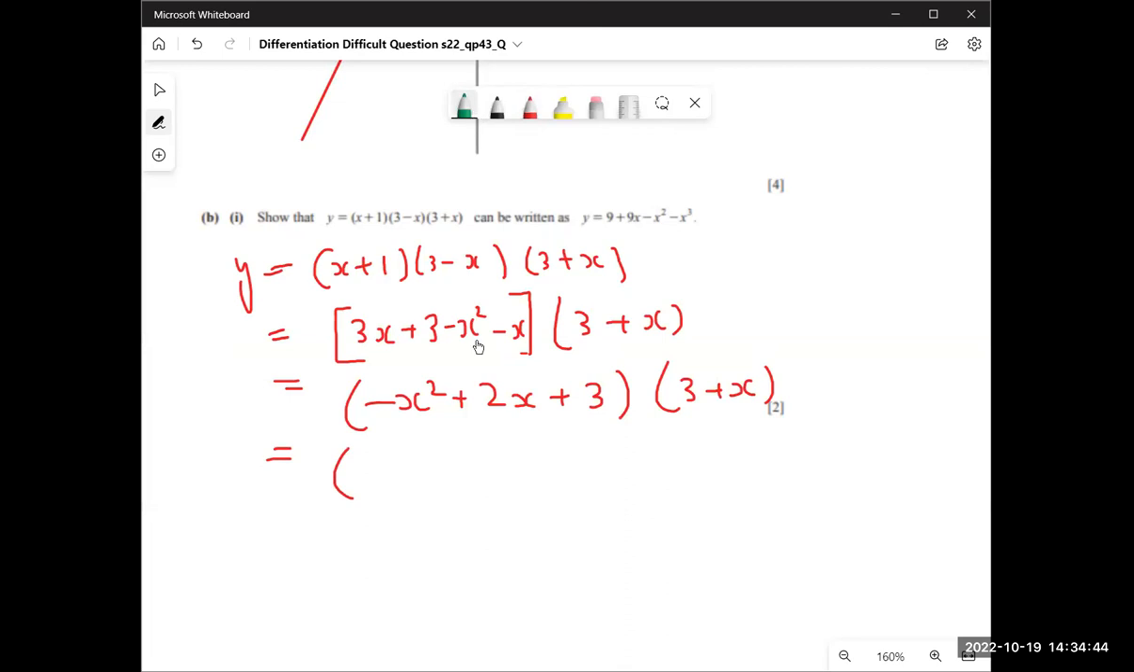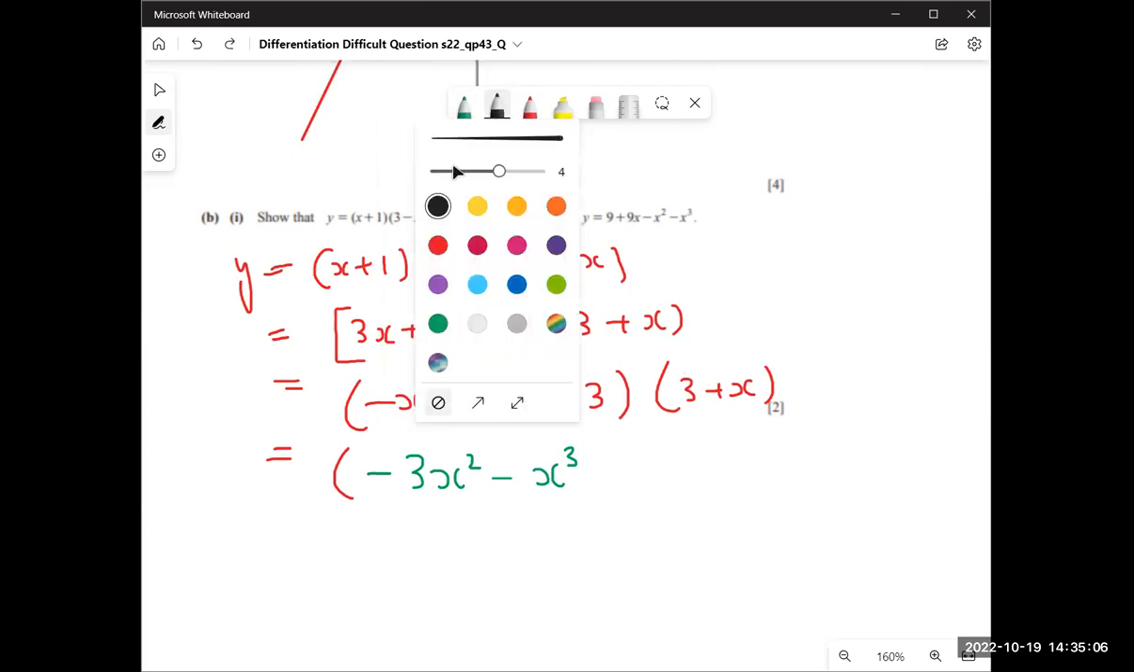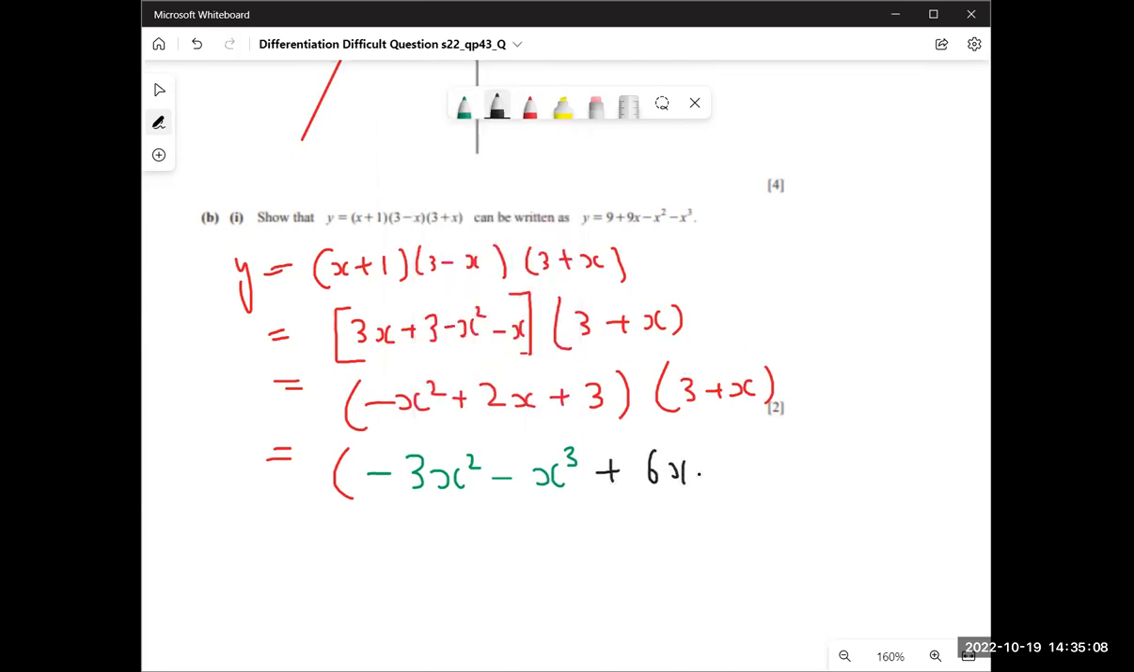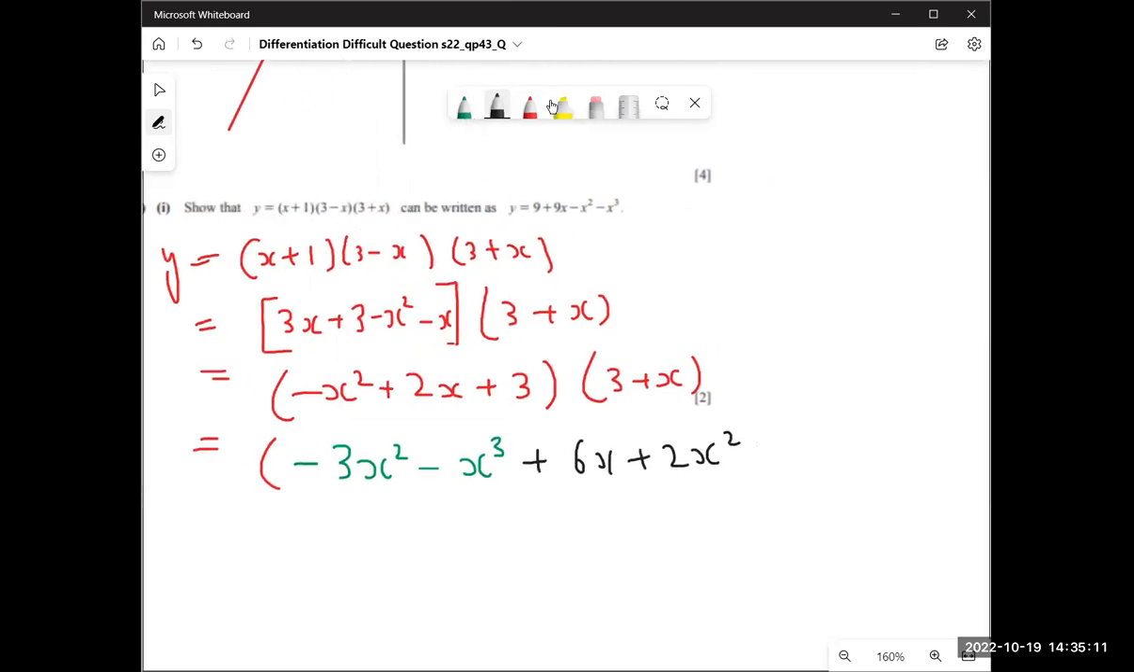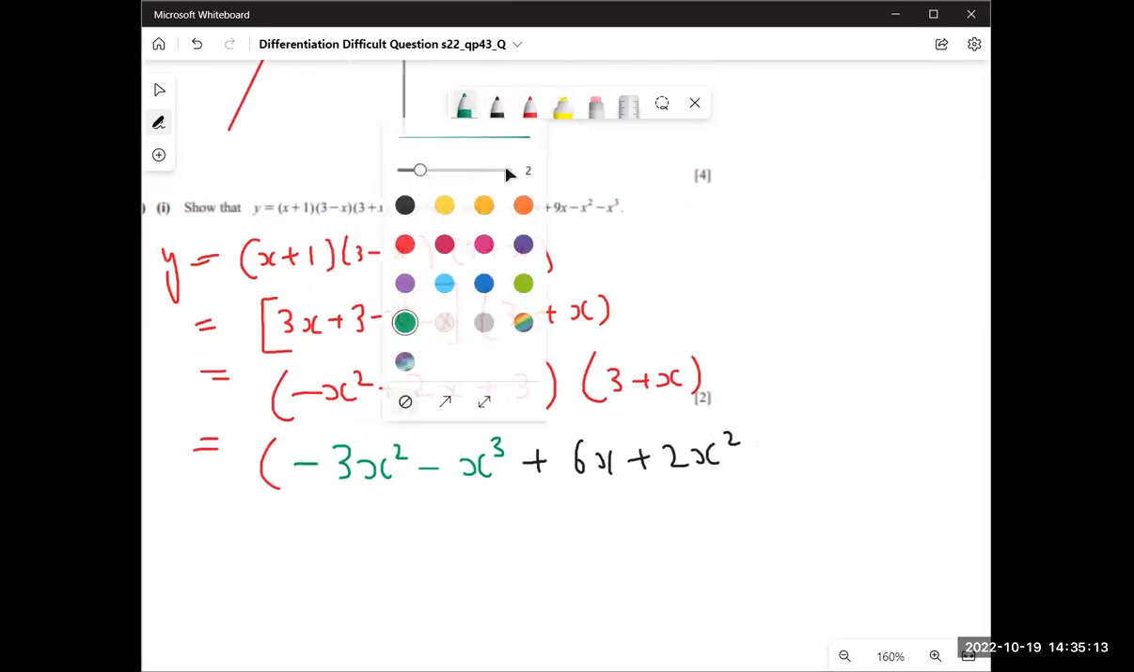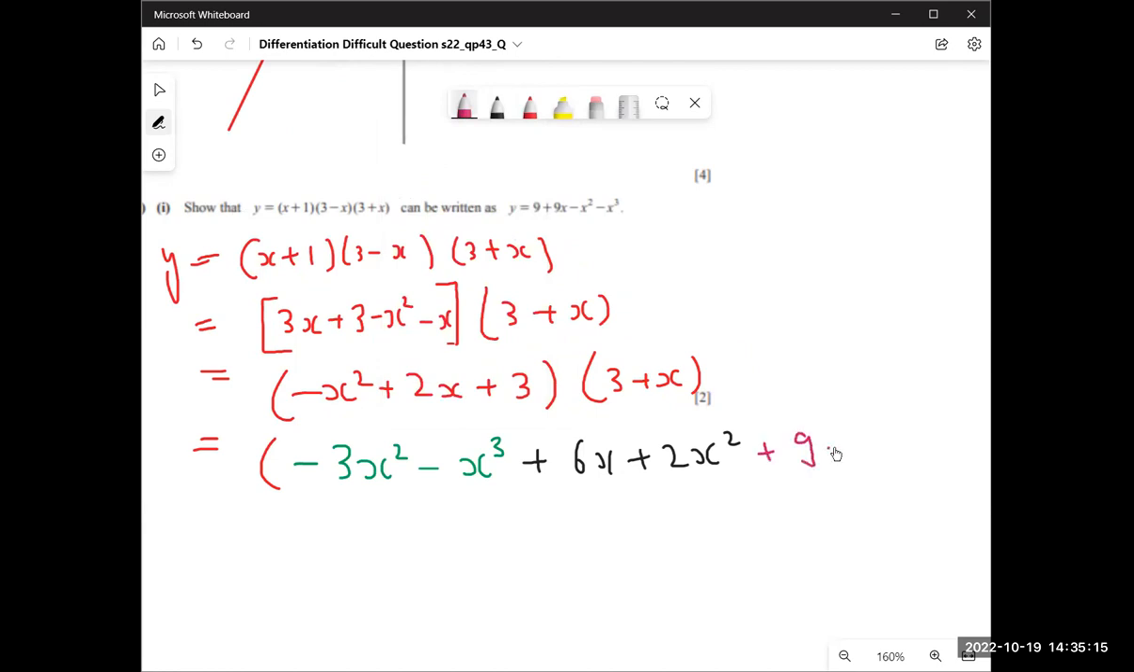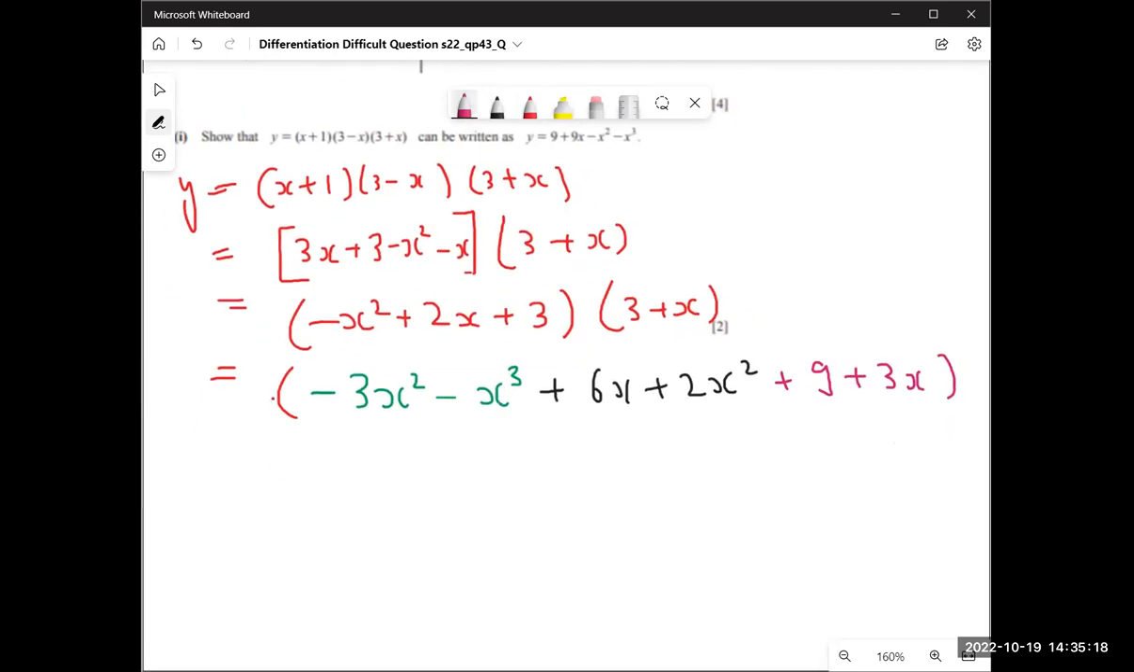Okay. Next, we're multiplying all of this with this and this. Then this with this, then this with this. Let's first start with minus x multiplied with both of them. So we'll get minus x squared, minus 3x squared, minus x cubed. Done. Then let's look at the next one: plus 6x plus 2x squared. And let's look at the third one: plus 9 plus 3x. Now add all of these together.